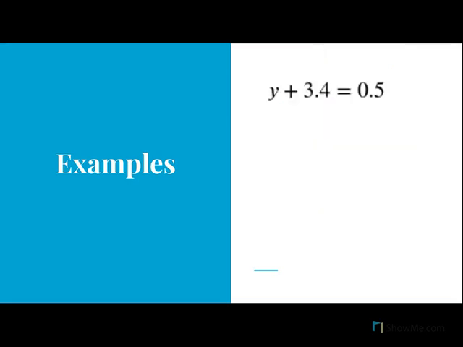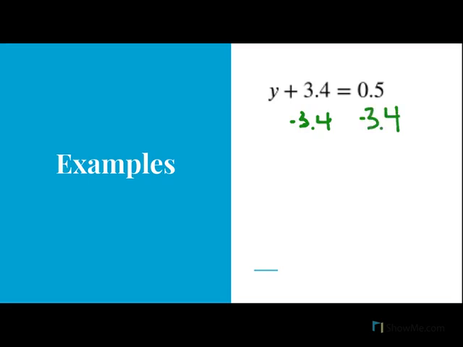All right. Here we go. y plus 3.4 equals 0.5. Again, our goal is to get our variable by itself. So we're going to get rid of everything on the same side of our equation as our variable. So I need to move that 3.4. Right now it is a plus 3.4, so to do the opposite I would subtract 3.4 from both sides.